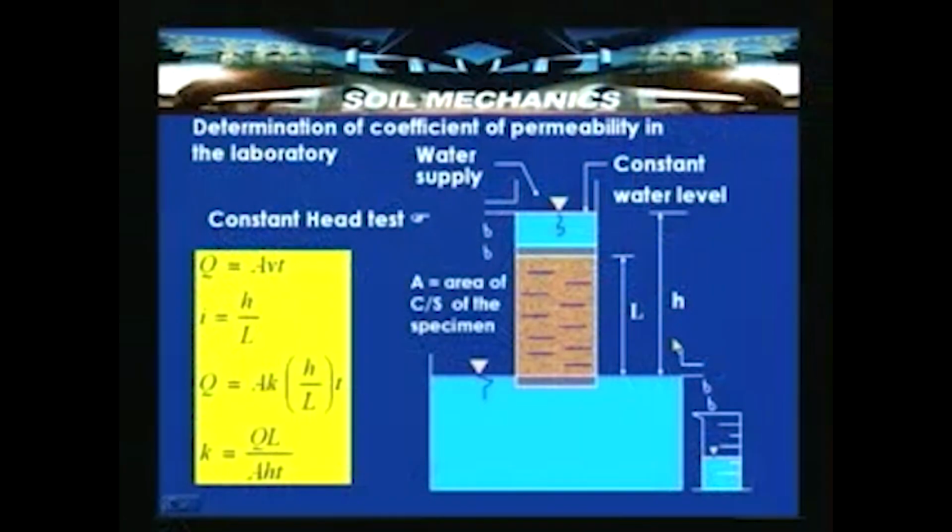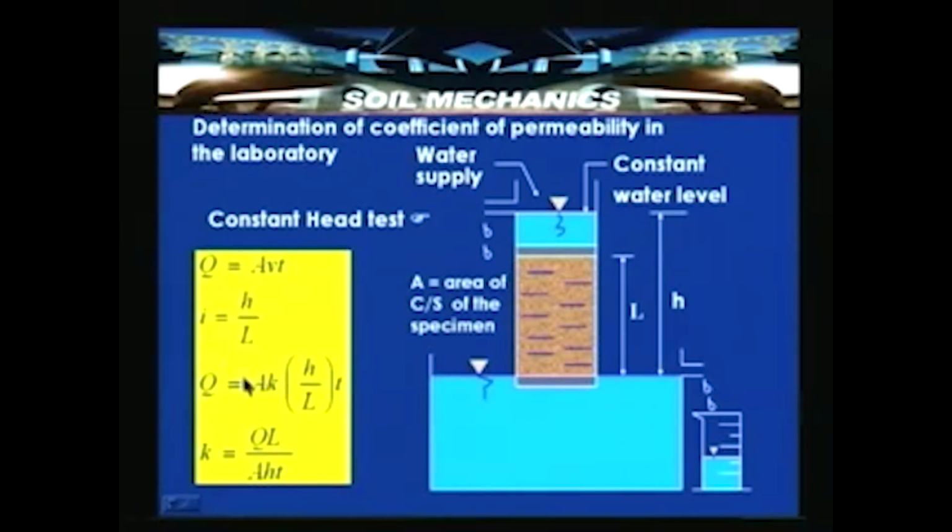For a given time t, suppose we collect an amount of water in a measuring jar, say Q. Based on that, by using the continuity equation, we can say that Q is equal to AVt, where A is the area of the cross section over which the flow occurs, V is the discharge velocity with which the flow is taking place, and t is the time over which this flow Q has been collected. i is the hydraulic gradient, which is nothing but H over L. L is the length of the specimen, and H is the head which is driving the flow. So, the head loss between these two levels is H.